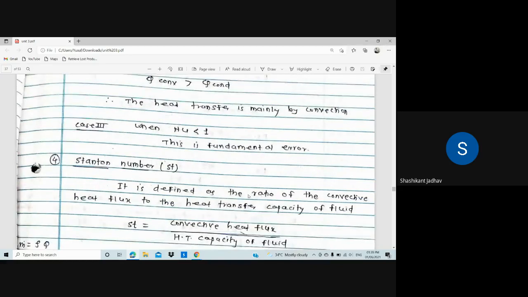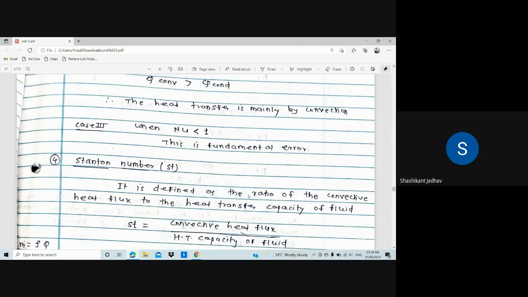Then write down case number 3, when Nusselt number is less than 1. This is a fundamental error. This condition is not possible. Whatever the flow system is, a Nusselt number less than 1 is not possible. So therefore, this is a fundamental error.